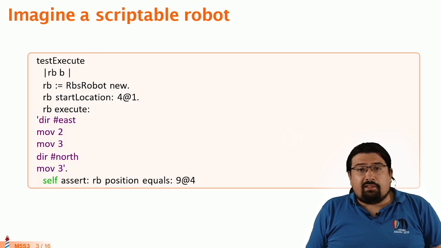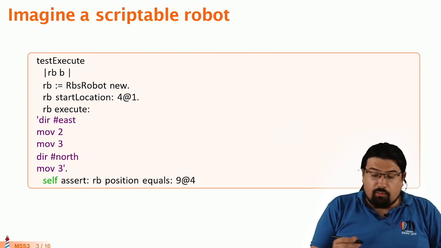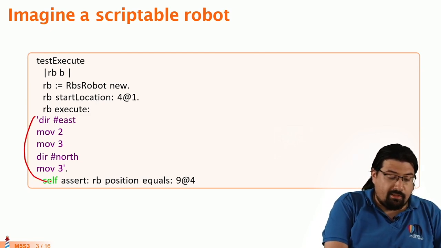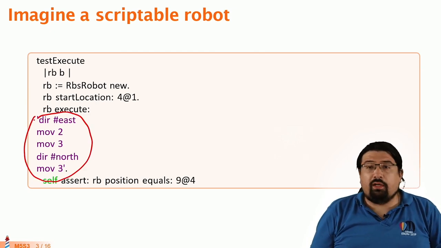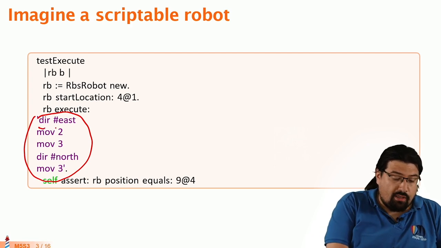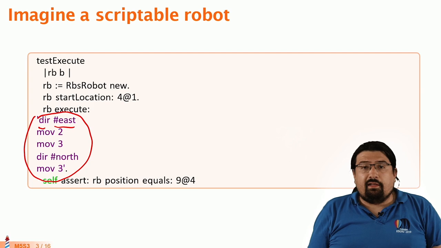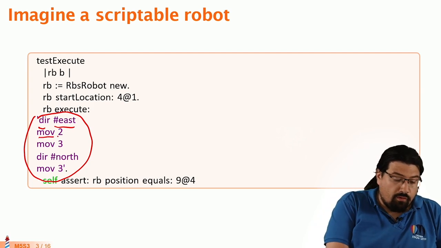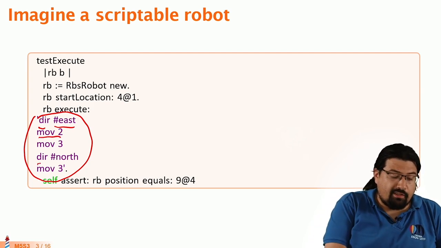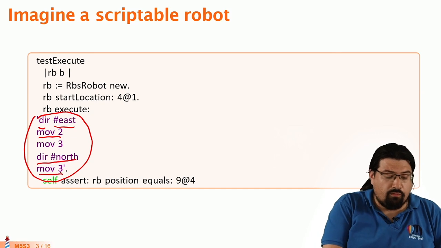Let's start with an example. Imagine that we have a robot that we can script with a string that has this shape, where we have the action to do and the parameter to the action. In this case, for example, take the direction to the east and move 2 units, or take the direction to the north and move 3 units.